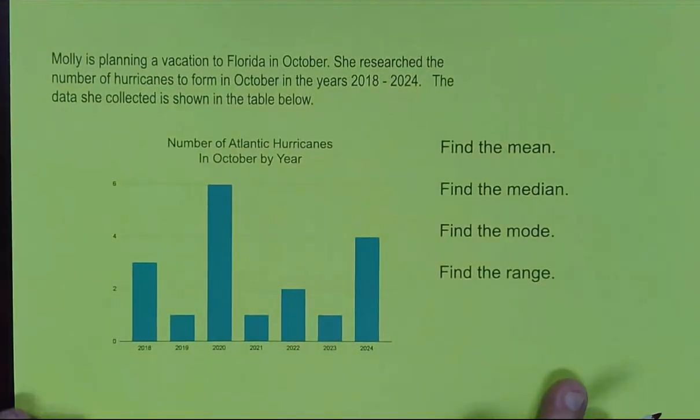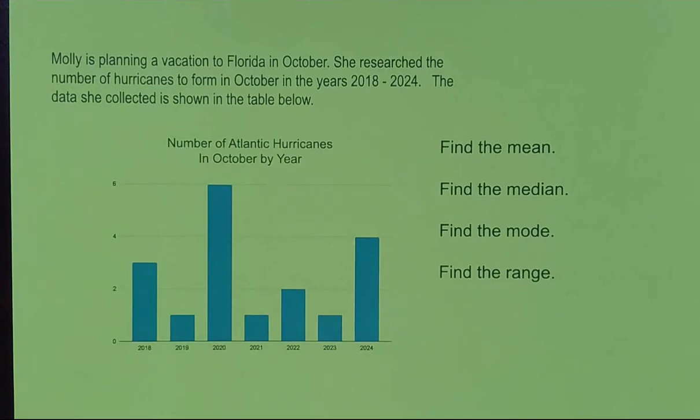So this bar graph: Molly is planning a vacation to Florida in October. She researched the number of hurricanes to form in October in the years 2018 to 2024. The data is shown in the bar graph, and we want to find the mean, median, mode, and range. When you're reading a bar graph, I point this out especially for the mode, because the question won't ask you to find all 4. You'll usually just have to find one.